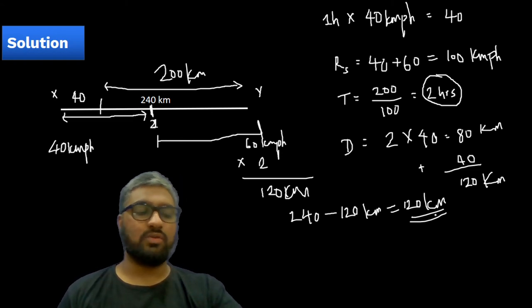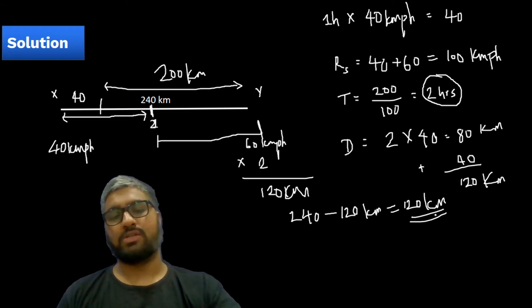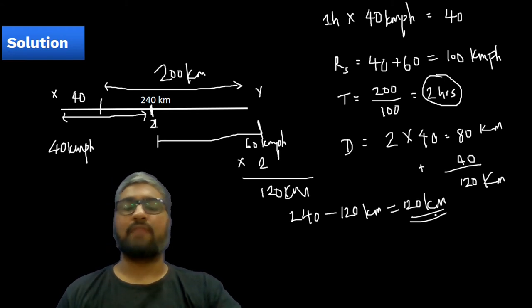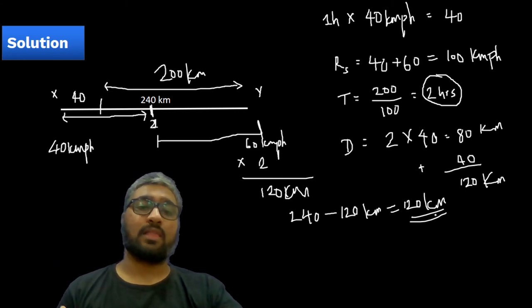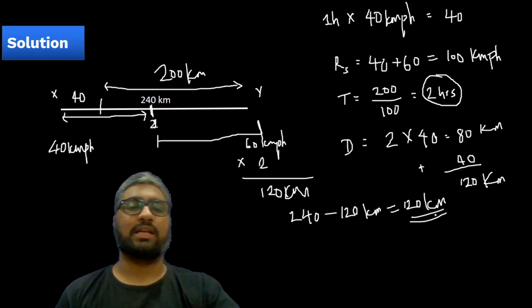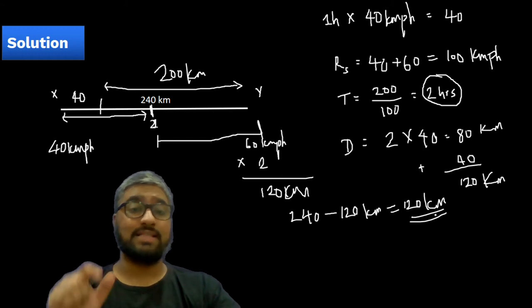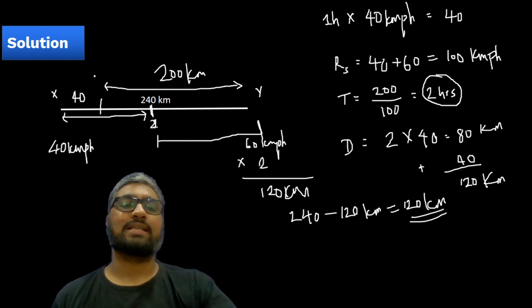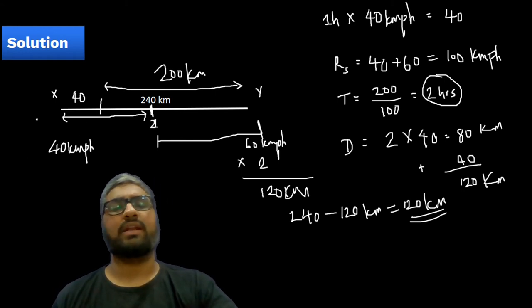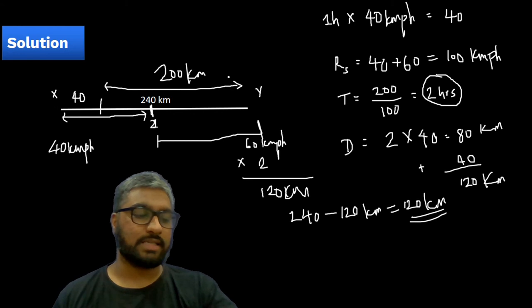Of course, Arjun, you can do it with ratios also. Yes, you can also deal with ratios. You'll have to make sure that both travel a distance whose sum would be 240 kilometers. That's it. Or in this case, it will not be 240, it will be 200 kilometers, because X alone travels, including this 240 kilometers. Yes.